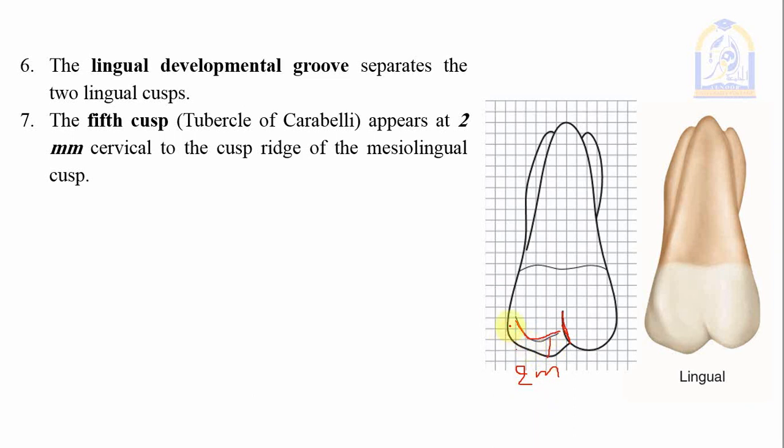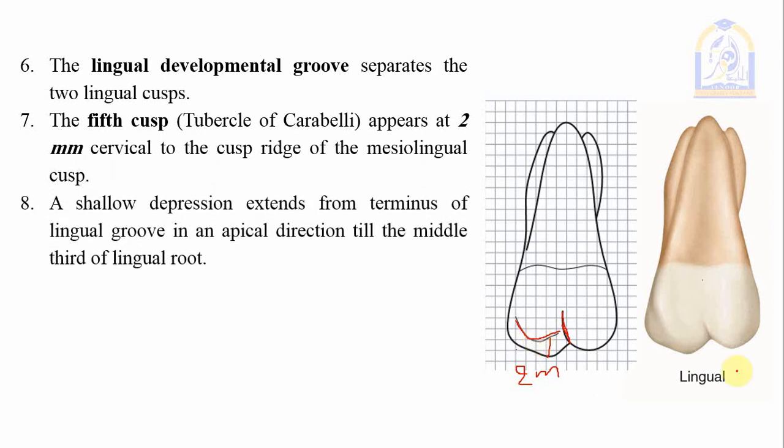The fifth cusp is presented in different forms. It may be very prominent, it may appear as a shallow groove or as a pit, or it may be completely absent. There is a shallow depression which extends from the terminus of the lingual cusp, the lingual groove, and it runs in an apical direction, ends in the middle third of the lingual root.